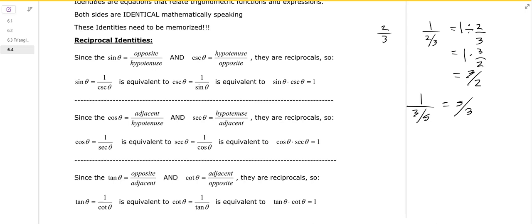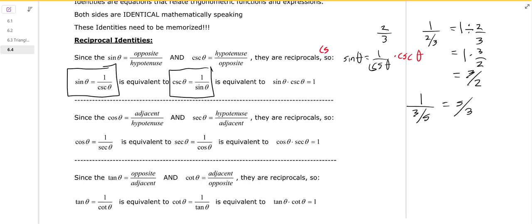Okay, so the sine is opposite over hypotenuse. Cosecant's hypotenuse over opposite. So they are reciprocal. So therefore, this would be an identity. And you could also look at that as an identity. It means the same thing. Now, what I'm showing you here is these are equations. If you had the identity sine theta equals 1 over cosecant theta, if you multiply both sides of this equation by cosecant theta, notice you'll get sine times cosecant is equal to 1.